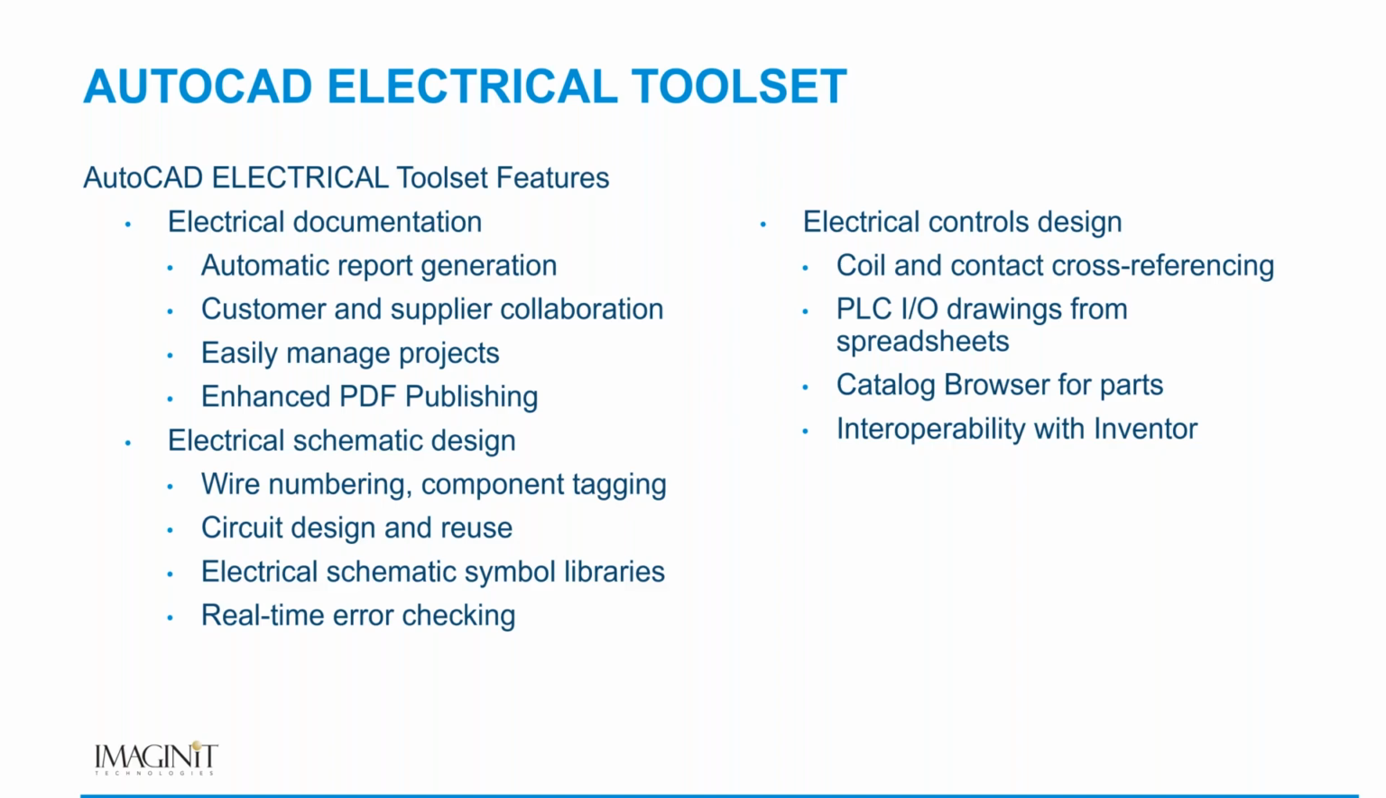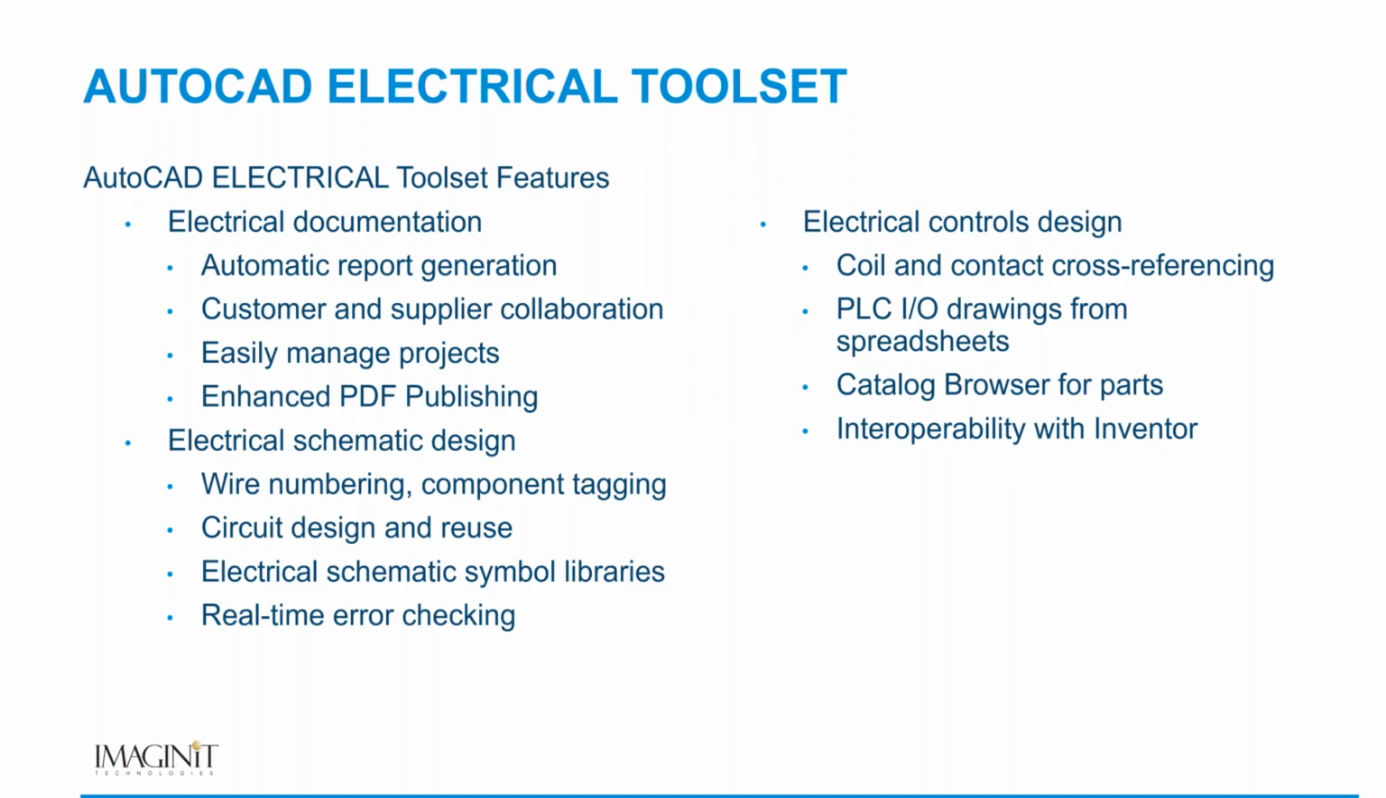And then you also have electrical controls. So the difference between schematic design and controls design: with schematic design, you may actually be doing schematics, and then with the electrical controls, you may be looking at PLC, panel layouts, things like that, where you can actually go into the controls design and do coil and contact cross-referencing. You can do PLC I/O drawings from spreadsheets. So if you have a spreadsheet that has your PLC inputs and outputs, you can actually use that spreadsheet to bring that data into your controls design.